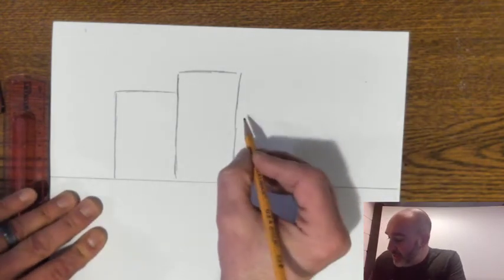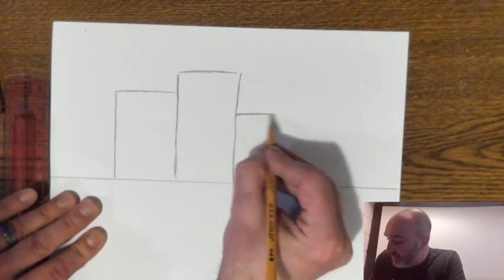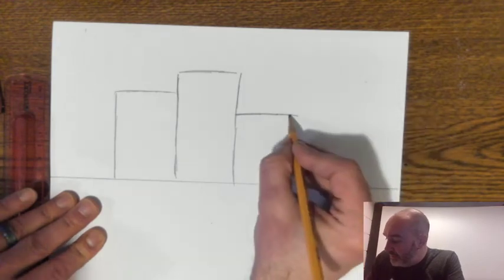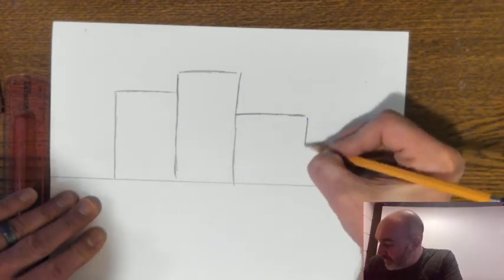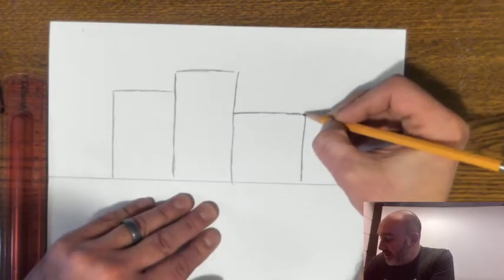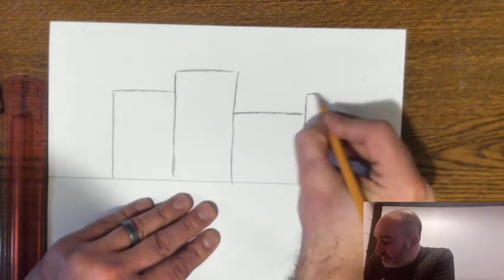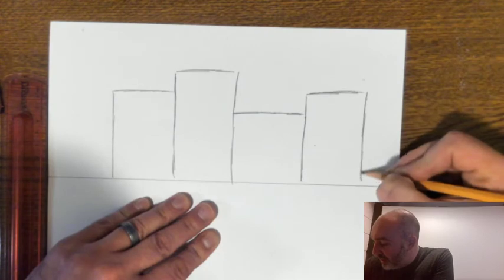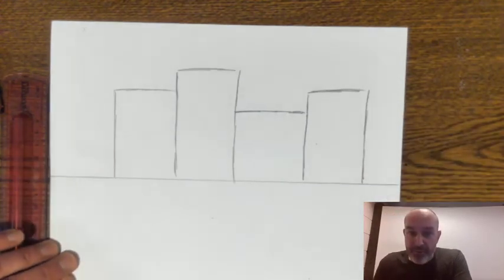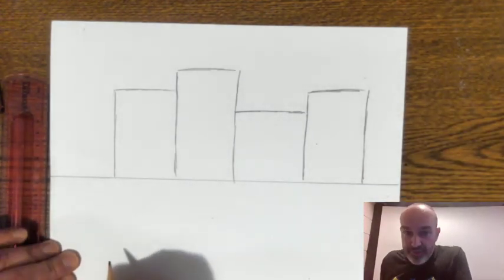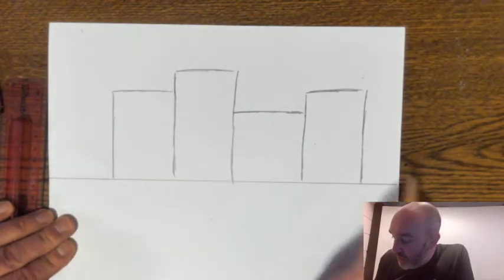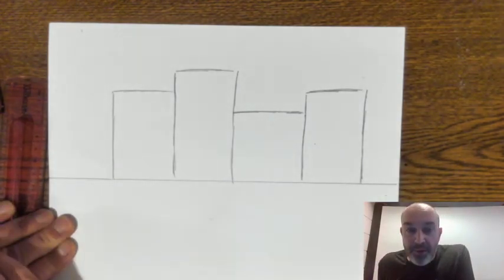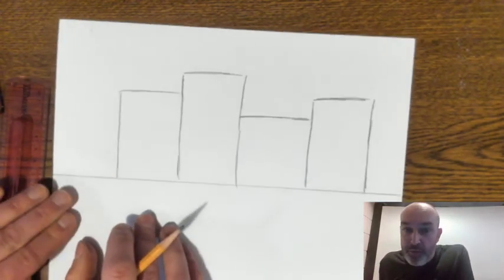Okay, then maybe the next one's a little lower and a little wider. And then maybe I add one more here. That'll be my last building. Usually I get about 4 in here before I run out of room. Okay, now once I have those buildings sketched in, they're just rectangles right now. I want them to look 3-dimensional, kind of like a cube.